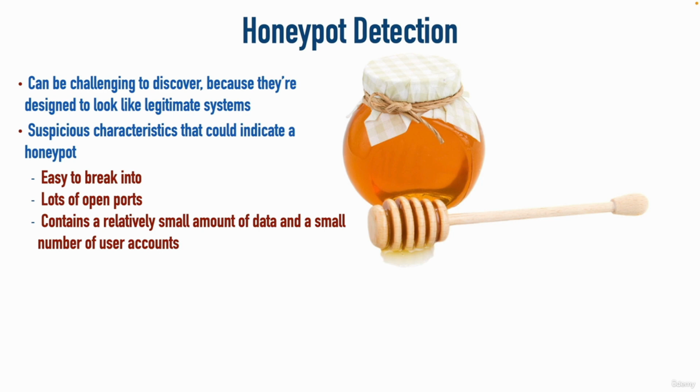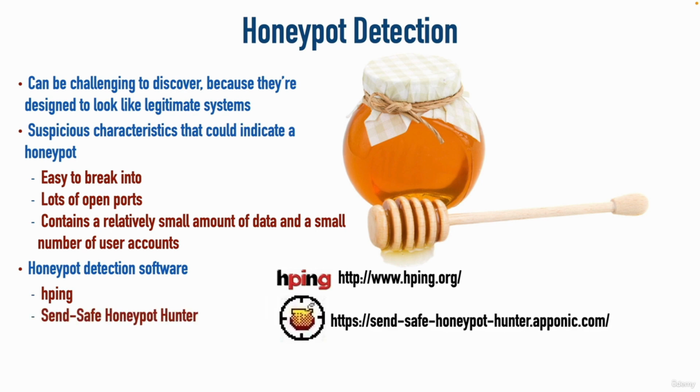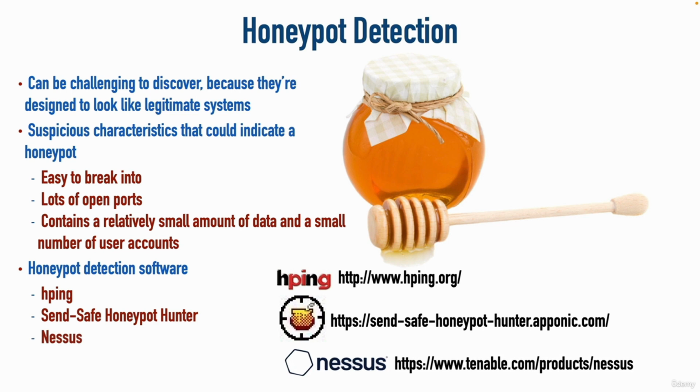Additionally, we could turn to some honeypot detection software. As just a few examples, there's one called HPing, and I'll put the download URL for each of these on screen. There's the Send Safe Honeypot Hunter and Nessus. And something else that can help us detect a honeypot is to become familiar with some different honeypot software out there, so we can know what it's looking for and how it behaves.